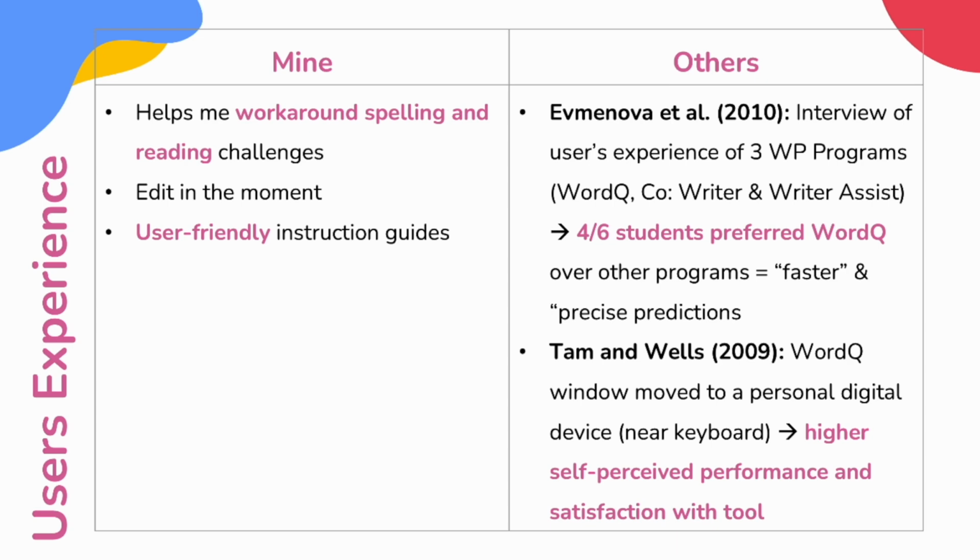Tam and Wells 2009 conducted a study to evaluate the benefits of WordQ word prediction for children with physical disabilities, looking at performance and satisfaction when the predicted window was moved to a personal digital assistance device placed near the individual's keyboard. Participants reported that they had higher self-perceived performance and satisfaction with the tool.